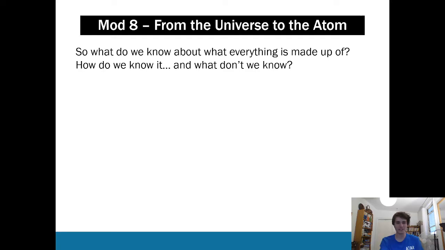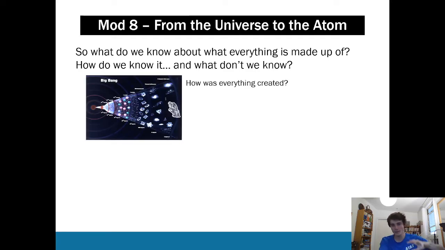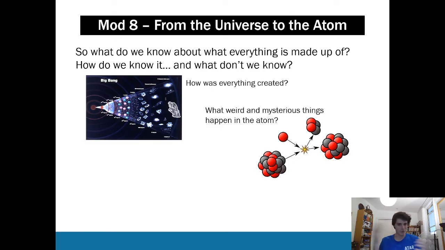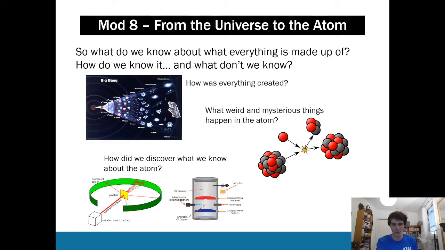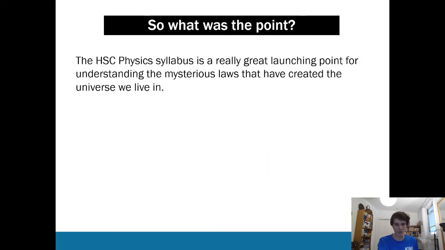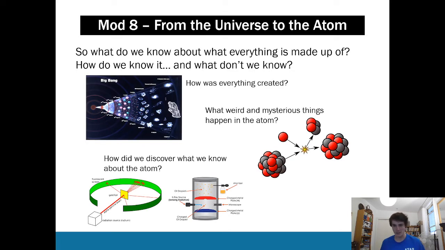And then finally in module 8, we got a little bit of a buffet, a little bit of a taste test of everything that is going on in modern physics, right? So we looked at the Big Bang Theory. We looked at the weird stuff that happens at a very, very small scale. We took a cheeky look at quantum mechanics. We took a cheeky look at how we actually know the stuff that we know, and we wrapped it up with some of the stuff from the Standard Model.